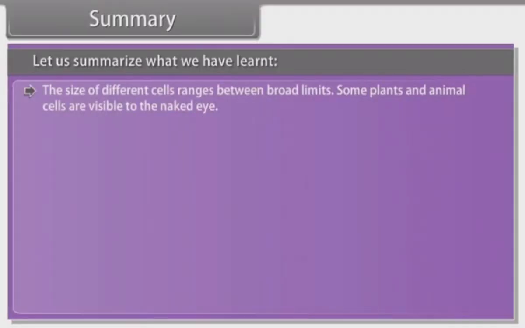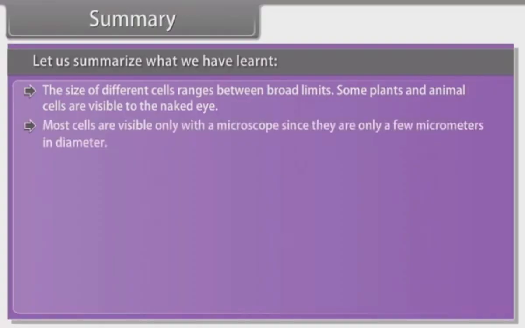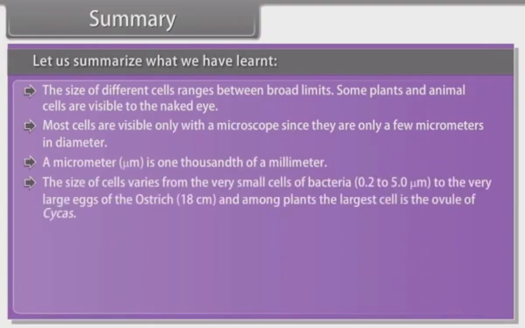The size of different cells ranges between broad limits. Some plants and animal cells are visible to the naked eye. Most cells are visible only with the microscope since they are only a few micrometer in diameter. A micrometer is 1/1000th of a millimeter. The size of cells varies from the very small cells of bacteria, 0.2 to 5 micrometer, to the very large eggs of the ostrich, 18 centimeter, and among plants, the largest cell is the ovule of cycas.